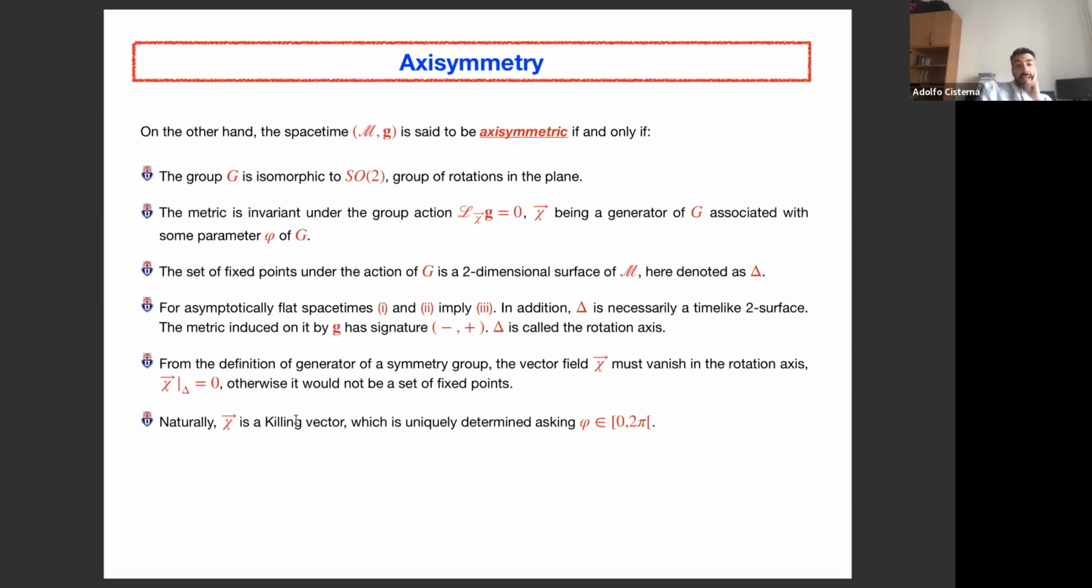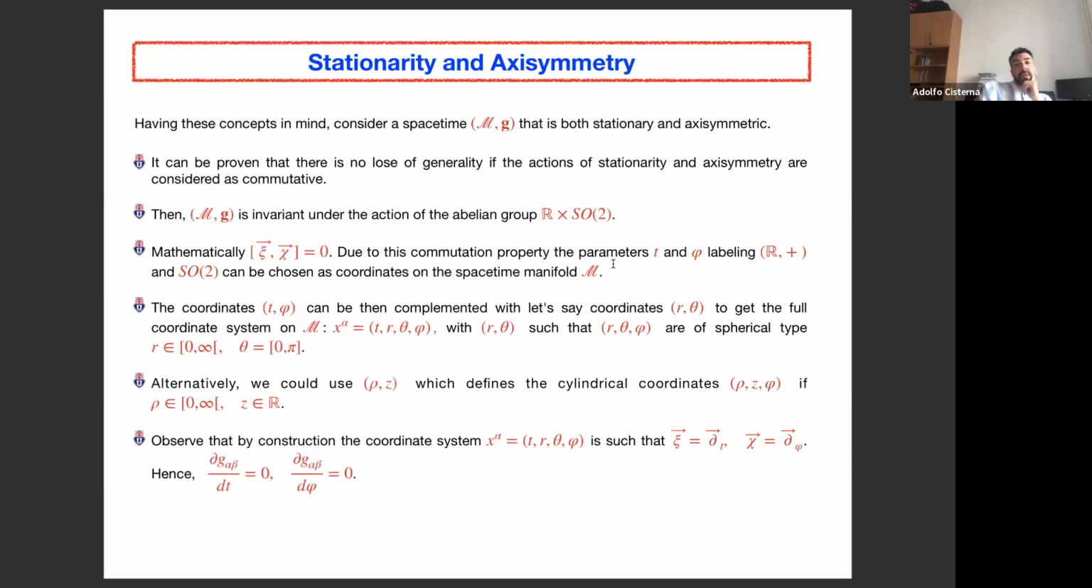You can uniquely determine the scaling vector also by asking that phi has a period of 2π, and so on. Stationary and axisymmetric spacetimes are spacetimes that are invariant under both symmetries. So basically, your spacetime (M, g) is invariant under the action of this abelian group R times O(2). And it was proven, I think, by Carter that you don't lose generality if the actions of the stationarity and the axisymmetry are considered as commutative.